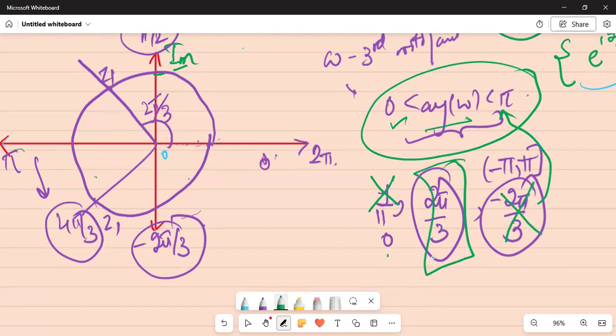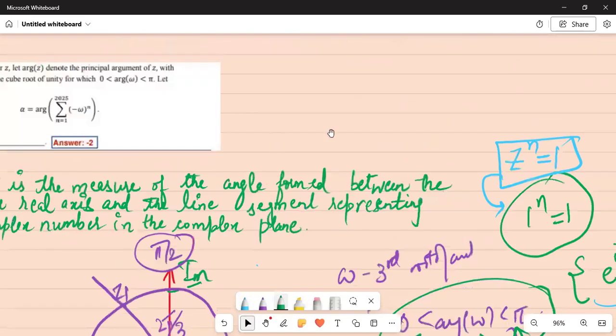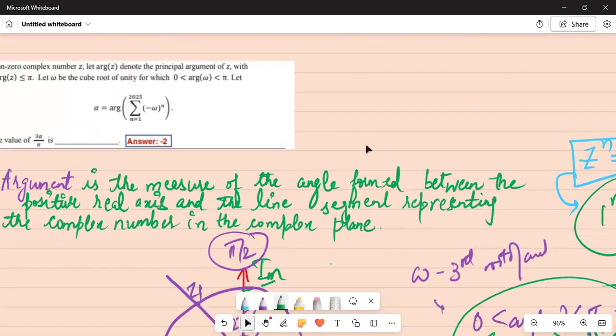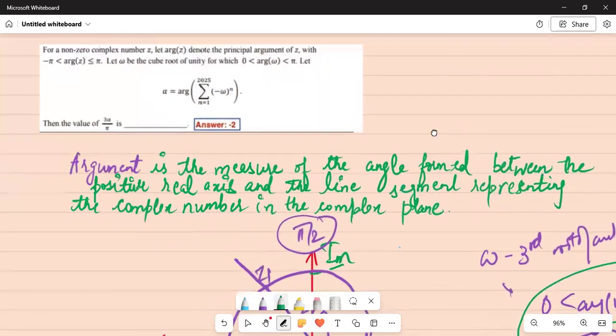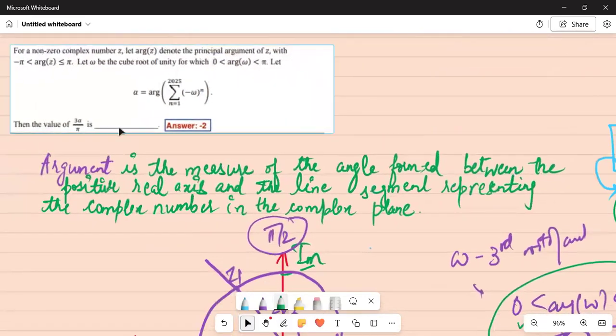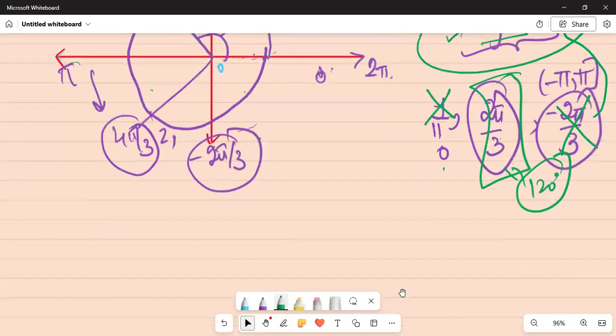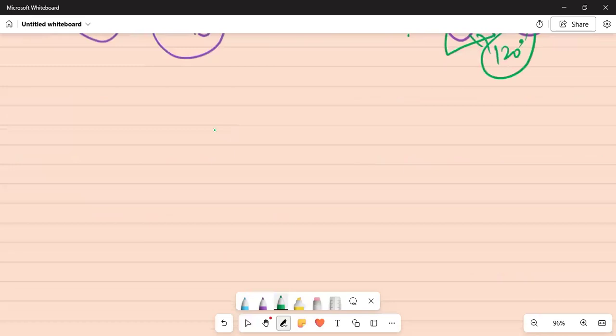So it is also not satisfying your condition. So this is the only possible case because this is actually 120 degree, which is less than 180 degree and more than 0 degree. So this means the principal argument of your omega given in the question is 2 pi by 3. Okay, now what remains is to solve and find the value of alpha.